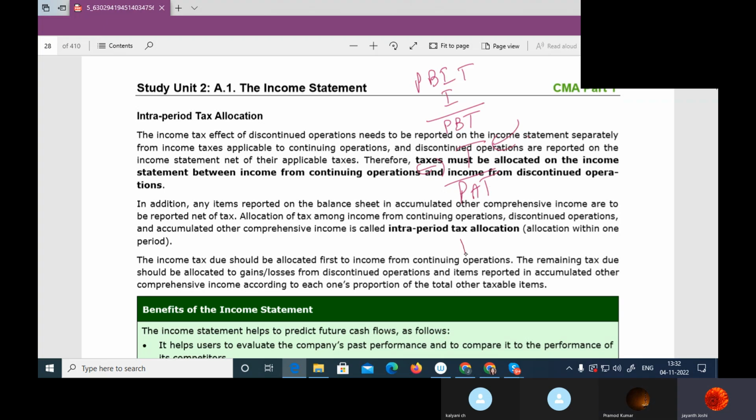After getting PAT, we show discontinued operations, and there whatever the gain or loss we get, there we settle the taxes for that discontinued operation transaction. So it is separate, it is taken after PAT, correct? So that is shown separately or that is shown collectively under this? It is shown separately.